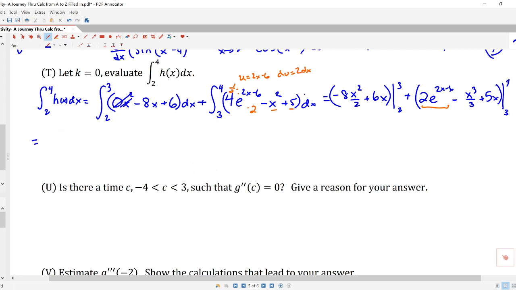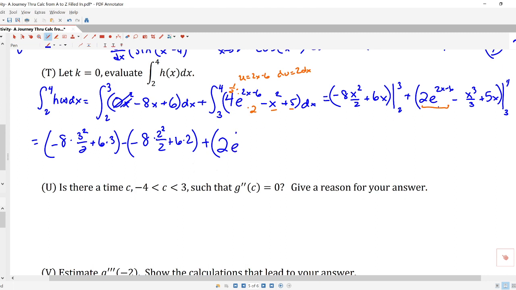All right, so let's go ahead and we're going to plug in 3 to this first one. So I get negative 8 times 3 squared over 2 plus 6 times 3 minus, let's plug in 2, negative 8 times 2 squared over 2 plus 6 times 2 plus, let's plug in 4, 2e to the, 2 times 4 is 8, minus 6 is 2, minus 4 cubed over 3 plus 5 times 4 minus, plug in 3, 2e, 2 times 3 is 6, minus 6 is 0, that's nice, minus 3 cubed over 3 plus 5 times 3.